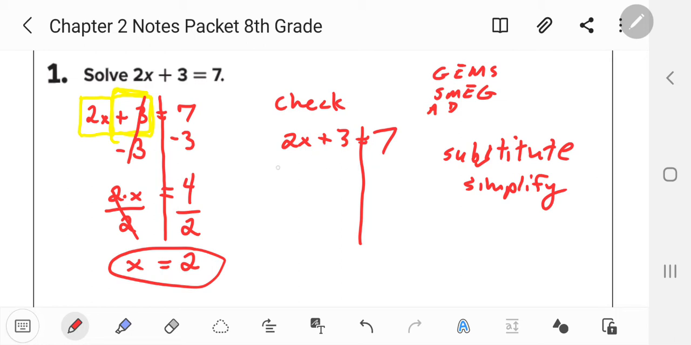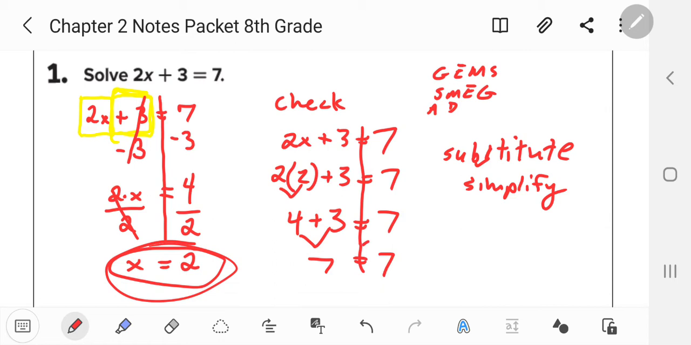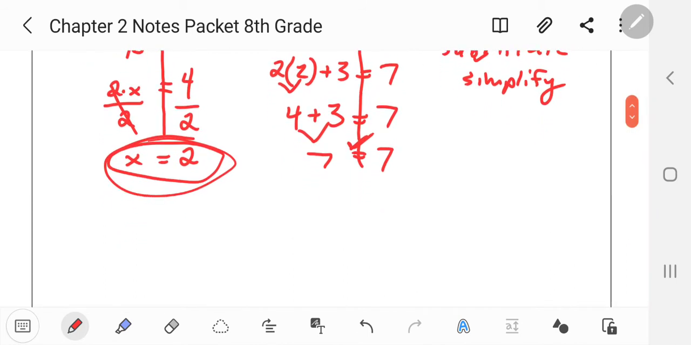Okay, so anyway, 2 times 2, I substitute in 2 for x, because that's what I think it is down here. And now I'm just going to simplify this side of the equation to see if the left side equals the right side of the equation. So order of operations says multiplication first, and then I can do my addition. Check. Got it. The left side does, in fact, equal the right side when I plug in 2 for x.